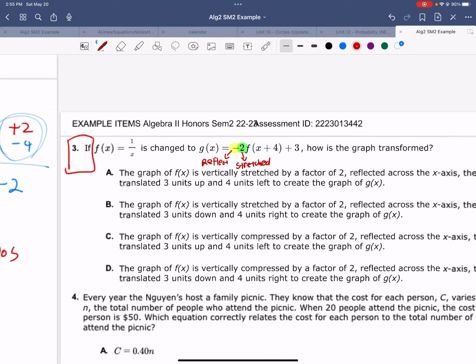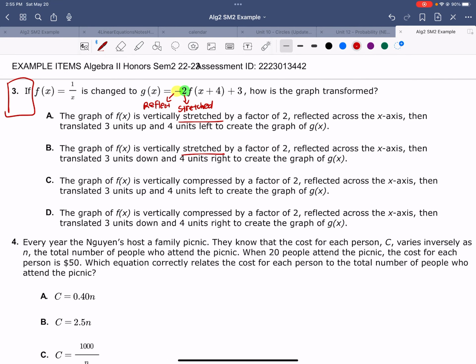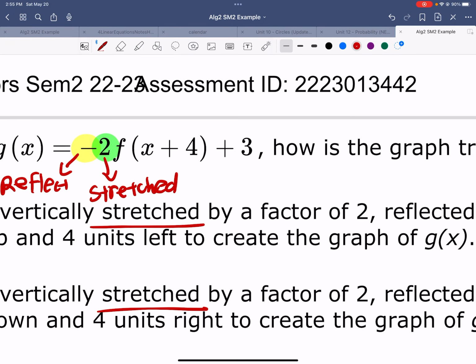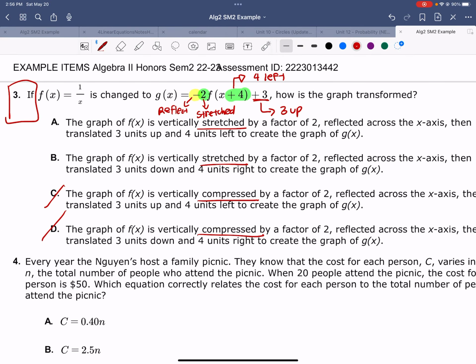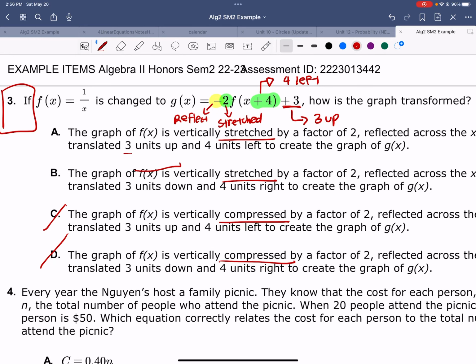And look at the answer choices. It has a stretch, it has a stretch, it is compressed, it is compressed. So C and D cannot be the answer. Keep that in mind: to be compressed, it should be less than 1. Now, plus 4 is left and right, because it is inside the parenthesis, so it's 4 to the left. Do you see this plus 3? That's up and down. Since it is plus, it's 3 up. So which one is 4 left and 3 up? It has 3 up and 4 left, 3 down and 4 to the right. Obviously, therefore it's going to be A, right? Because it is aligned with this.